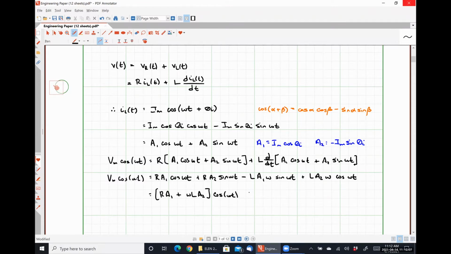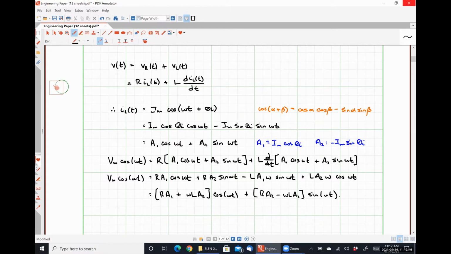And for my sine term, I have R A2 minus, sorry, hold on, let's see. My cosine, yeah, minus omega L A1 sine omega t. And what I'm about to do is use, effectively, I think it's called the Law of Undetermined Coefficients, that we can make some equivalencies here, all right?